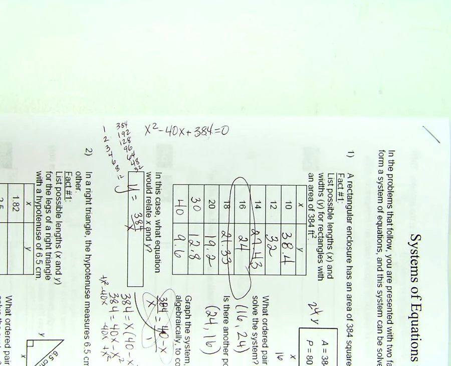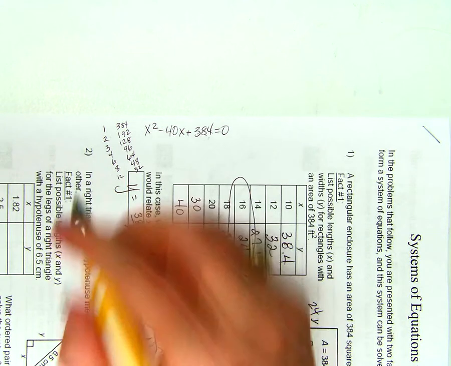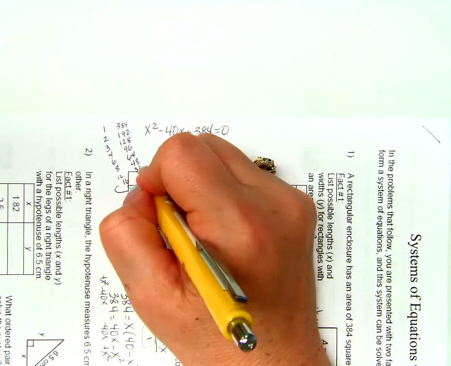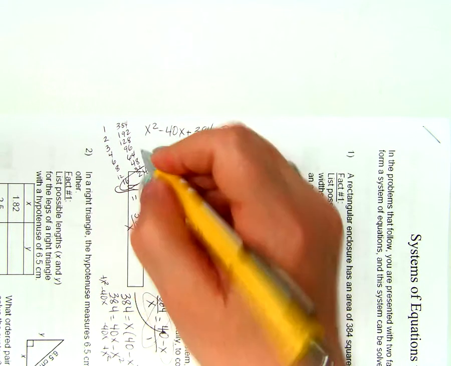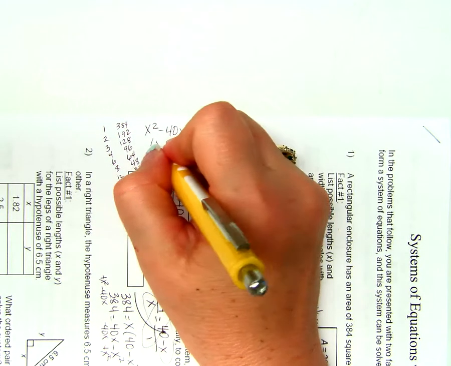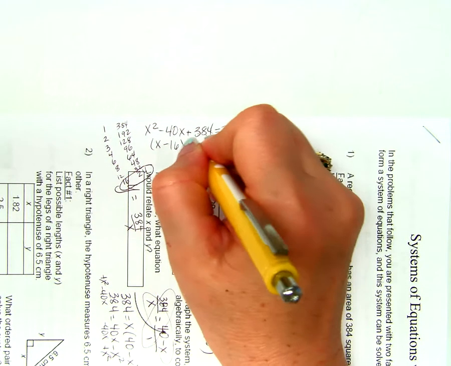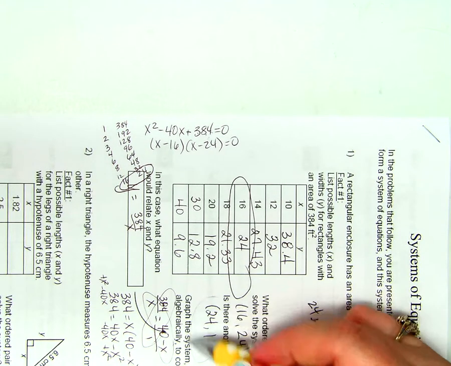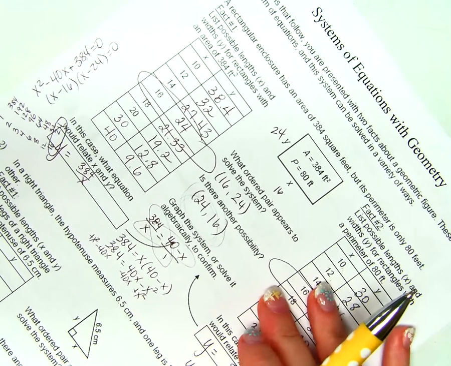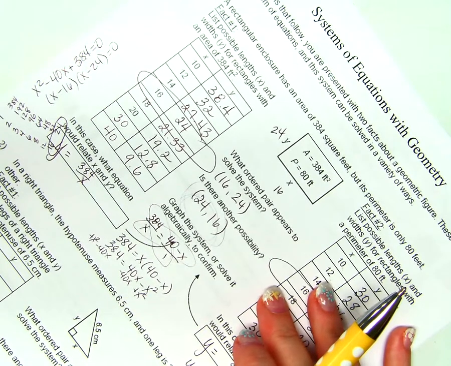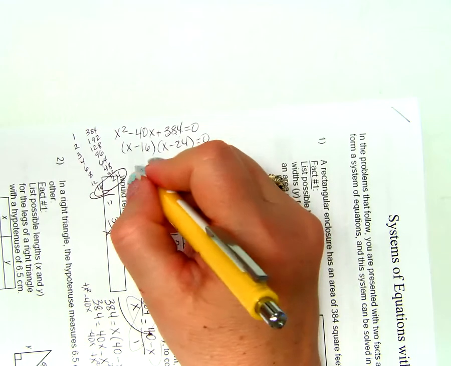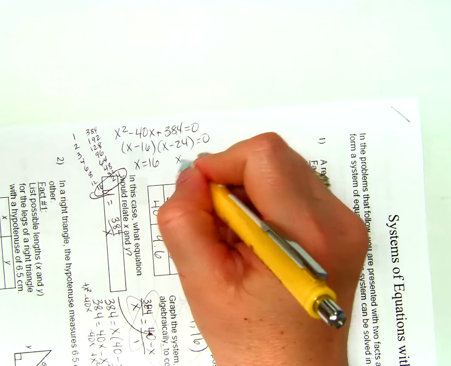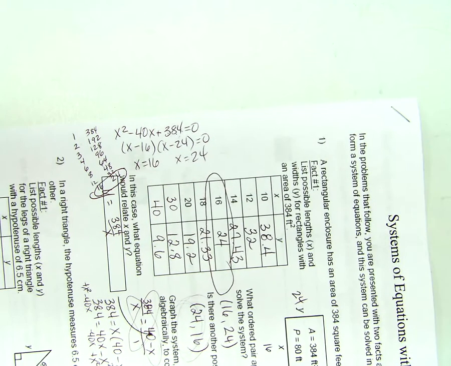13, 14, 15, 16 and 24. Oh my gosh. It would have to be x minus 16 and x minus 24, right? Look at the answer that we got. How exciting. Because remember we set these equal to 0 and we get x equals 16 and x equals 24.